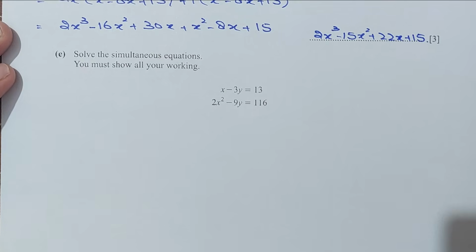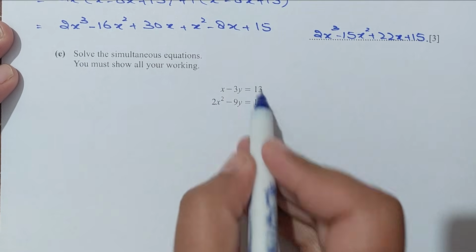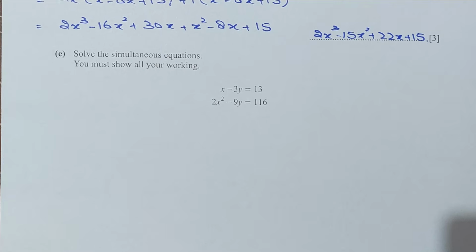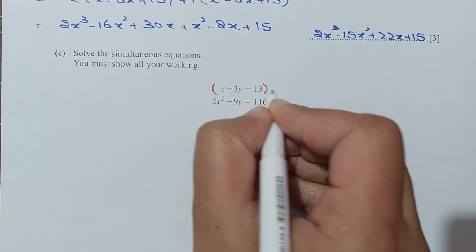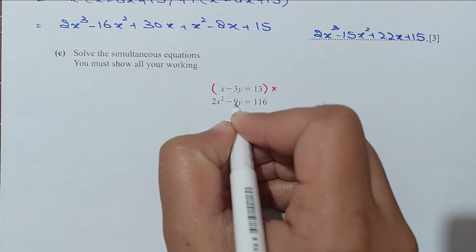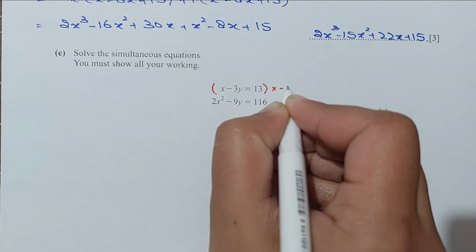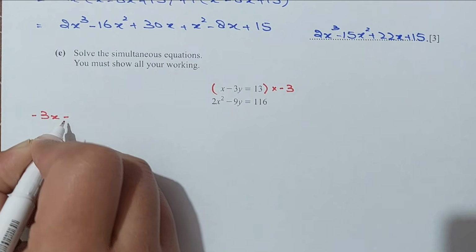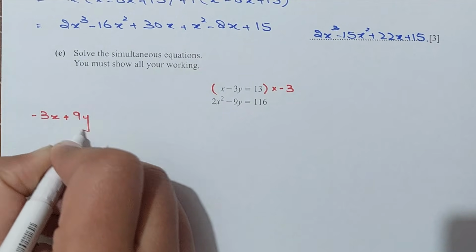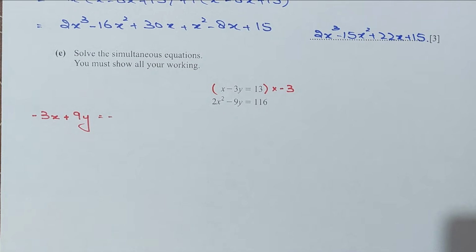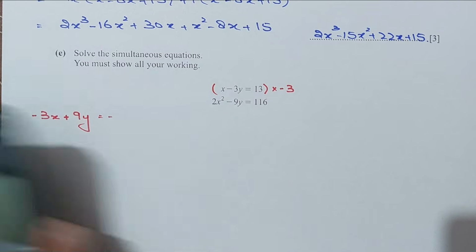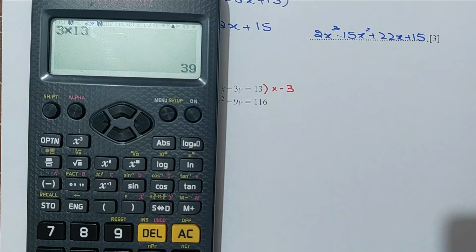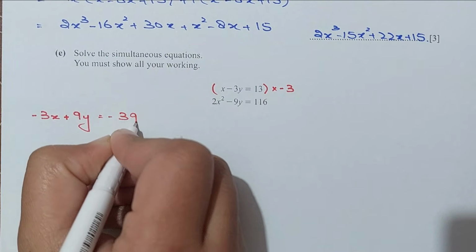Now for part E, solve the simultaneous equations. You must show your working. It's a linear and it is a quadratic. Okay. Let me multiply my first equation, multiplying it by negative 3. So minus 3x, minus times minus is plus, 3 times 3 is 9y, and minus 3 times 13 is 39. 3 times 13, 39. Minus 39, this becomes my first equation.